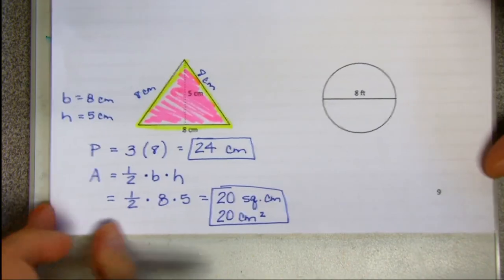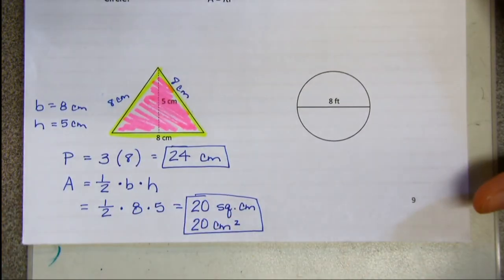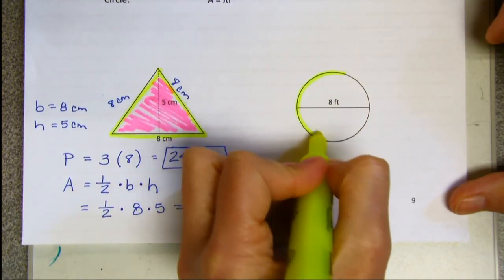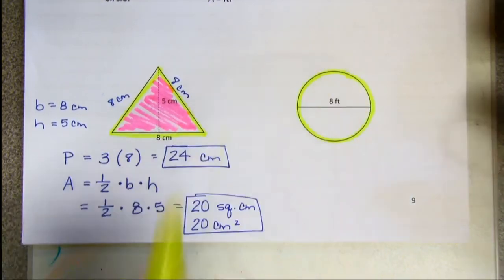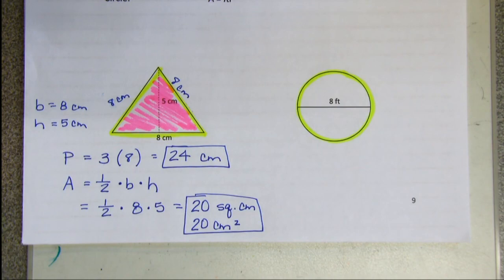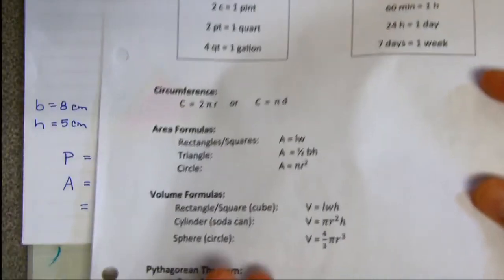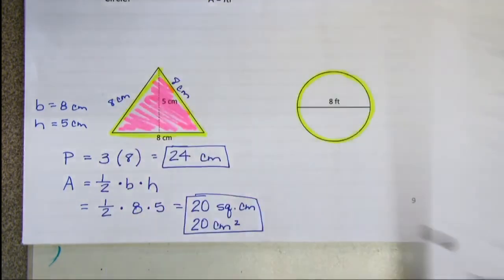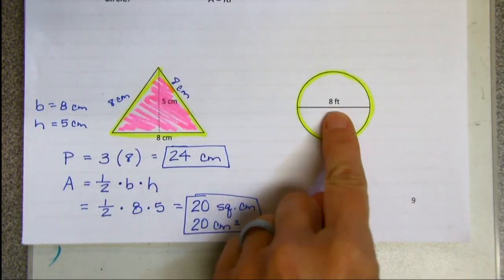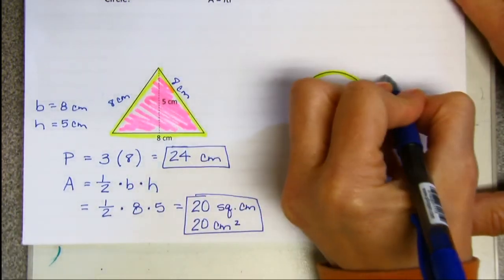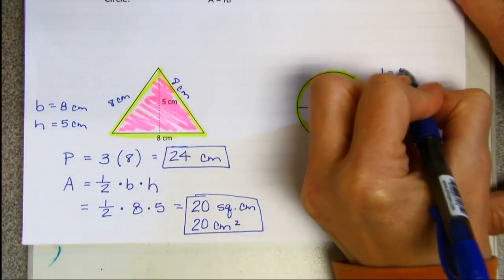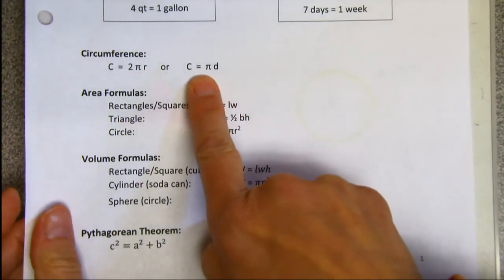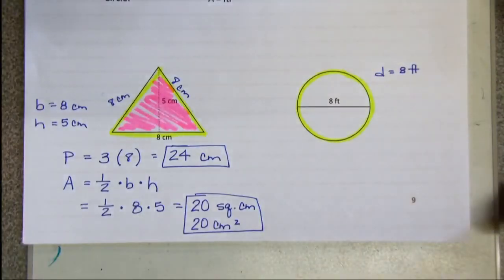All right, for the circle, now remember the perimeter of a circle is called the circumference. So if I go back to the circumference, I need to determine if radius or diameter is given. And since this goes all the way across, I go, okay, 8 feet is my diameter. So since they gave me diameter, I'm going to use this formula for the circumference.